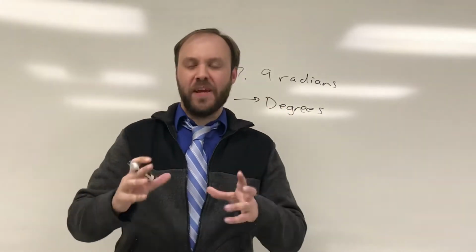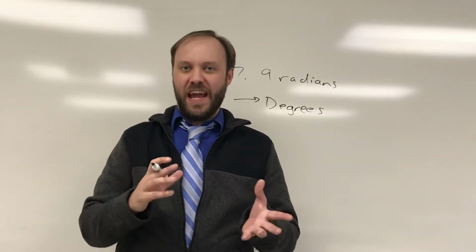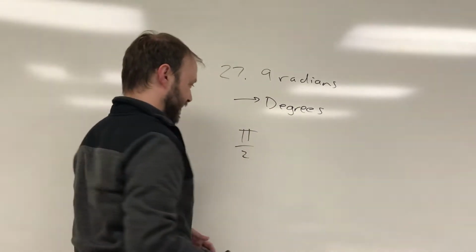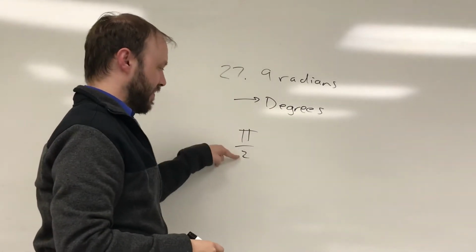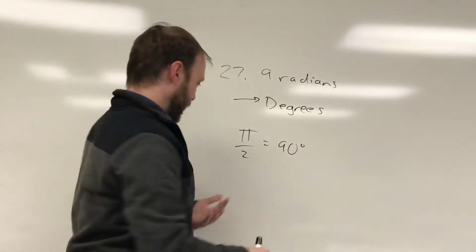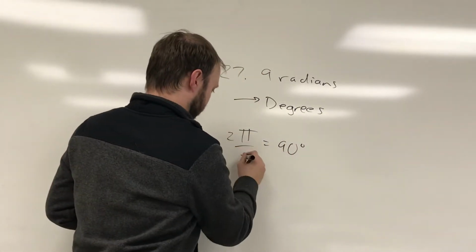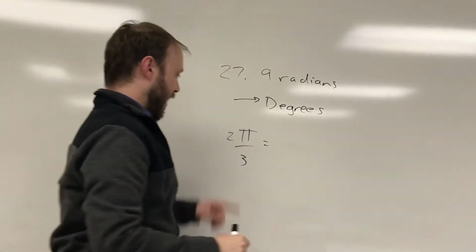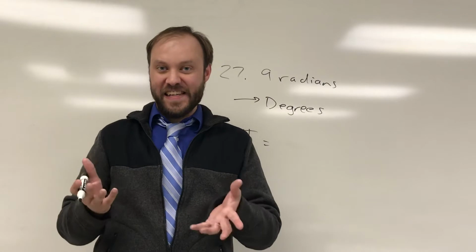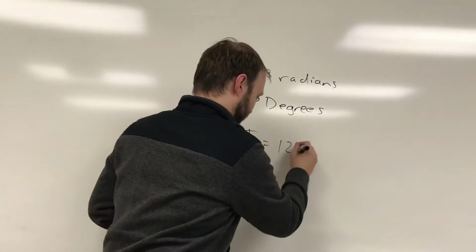I want you to be able to look at radian and degree measures and go back and forth. You know, I want you to be able to see pi over 2 and say, oh, that's 180 degrees divided by 2, that's 90 degrees, okay? I want you to be able to look at 2 pi over 3 and say, oh, I'm taking 2/3 of 180, okay? 1/3 of 180 is 60, 2 60s is 120 degrees, okay?